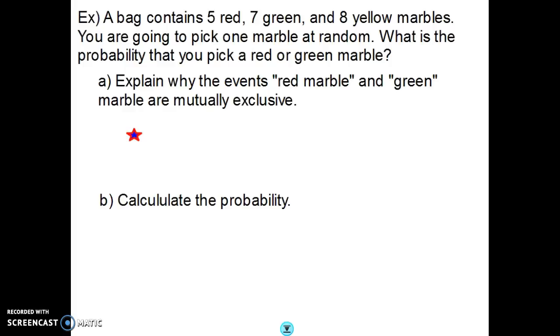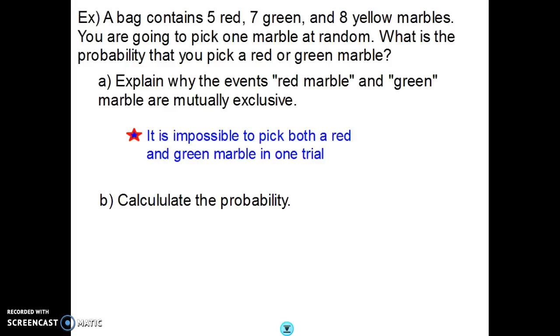So let's jump into an example. The bag contains 5 red, 7 green, and 8 yellow marbles. You're going to pick one marble at random. What is the probability that you pick a red or green marble? So first let's think about what makes the events red marble and green marble mutually exclusive. Well, if we think about it, we cannot possibly get both a red marble and a green marble in a single trial. We're only going to get one or the other, and that's exactly what it means for something to be mutually exclusive, right? It is impossible to pick both a red and green marble at the same time. So these are exclusive events.